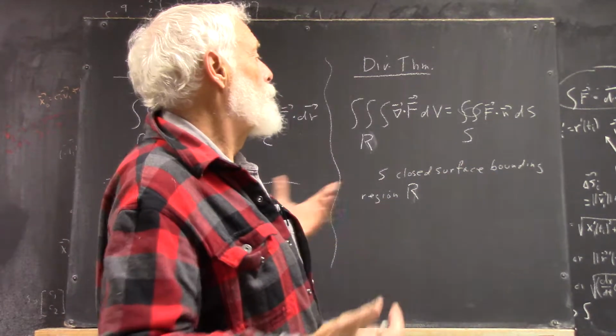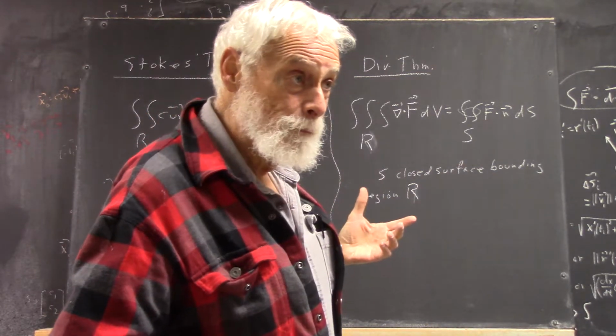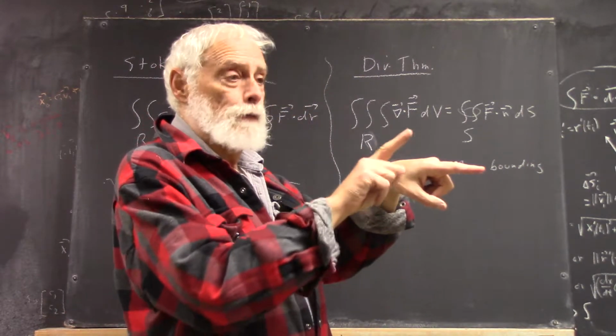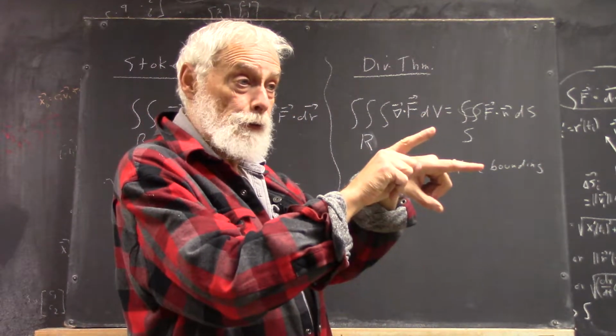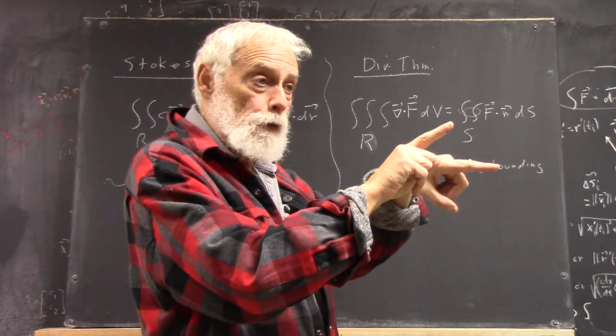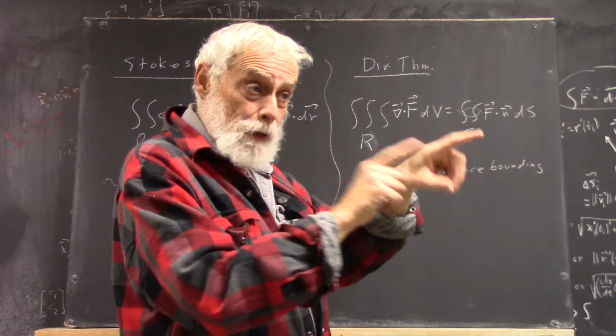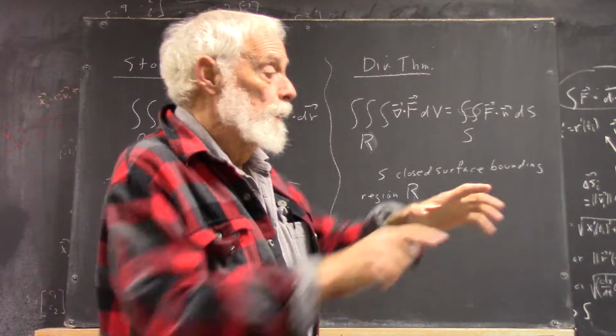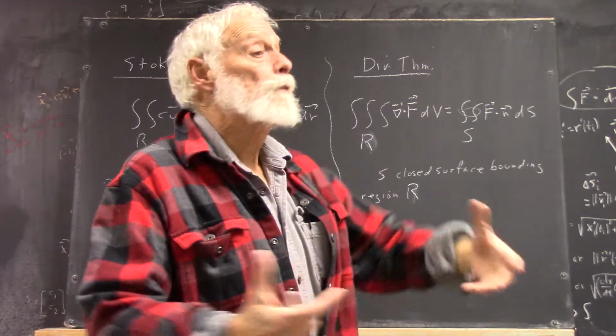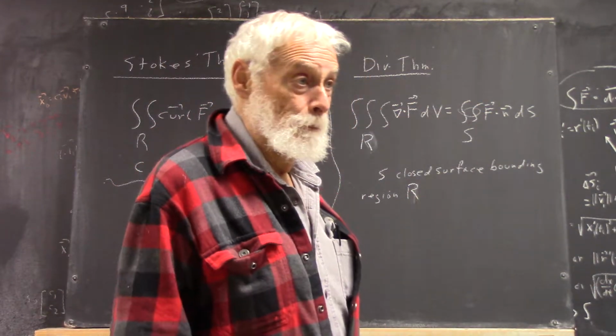Okay? So if you think of a fluid flow, if F is your fluid velocity, it tells you at what rate fluid is flowing across the surface at any point. You integrate that over the whole surface, you get the net flow across the surface.